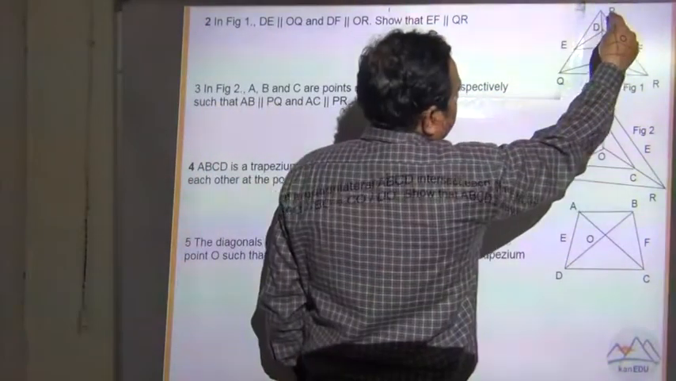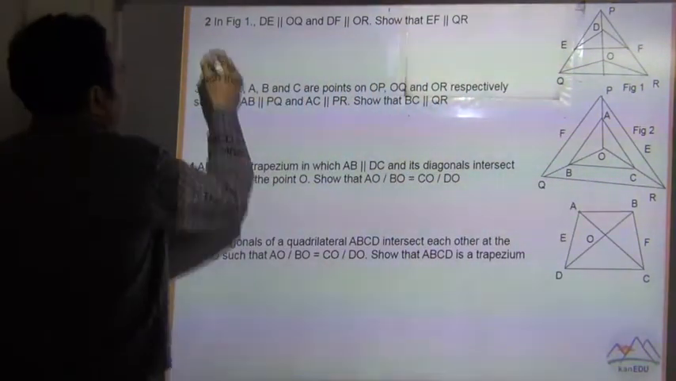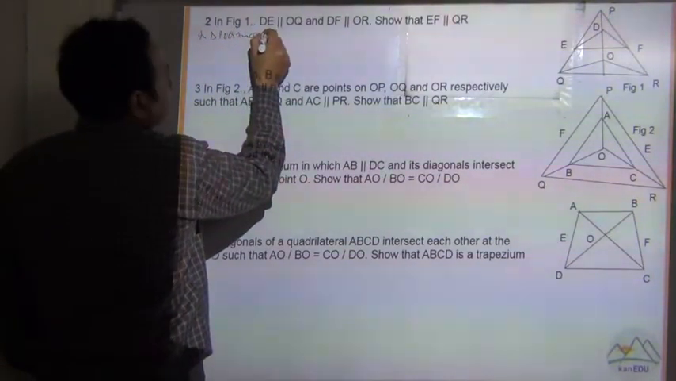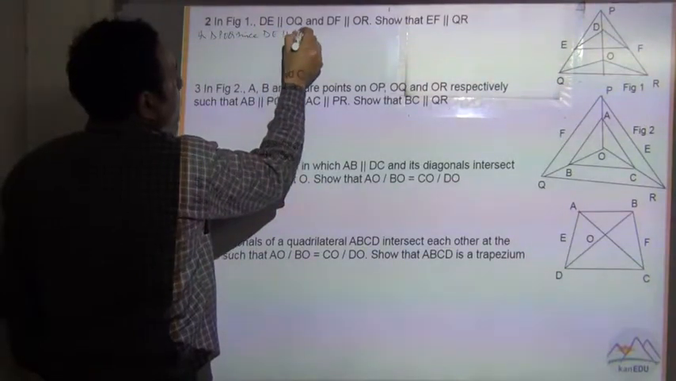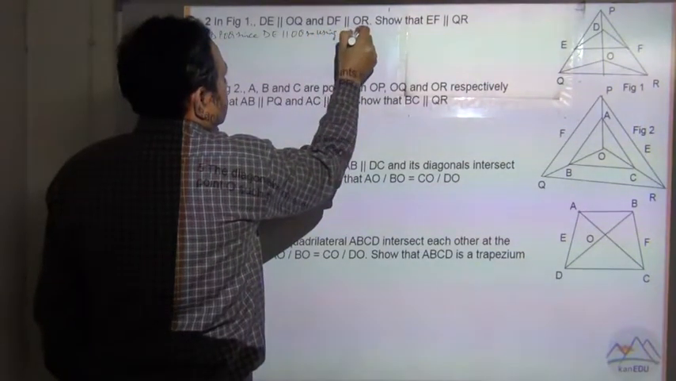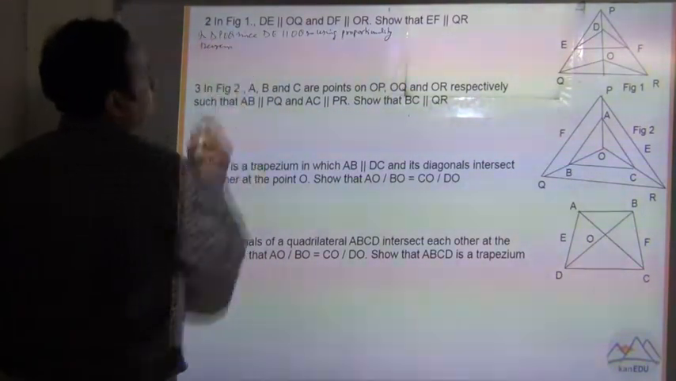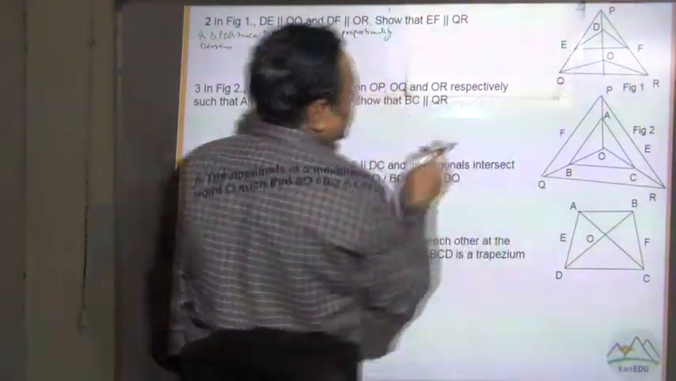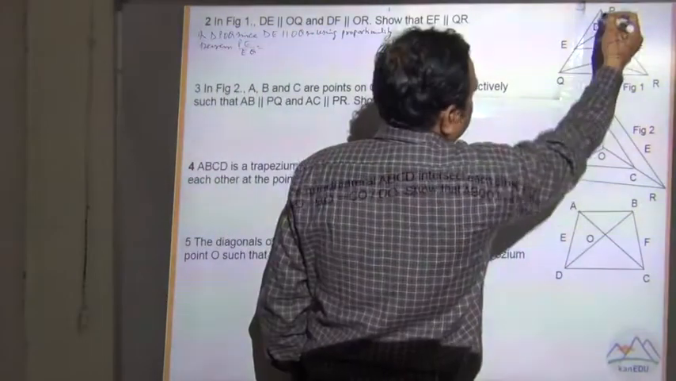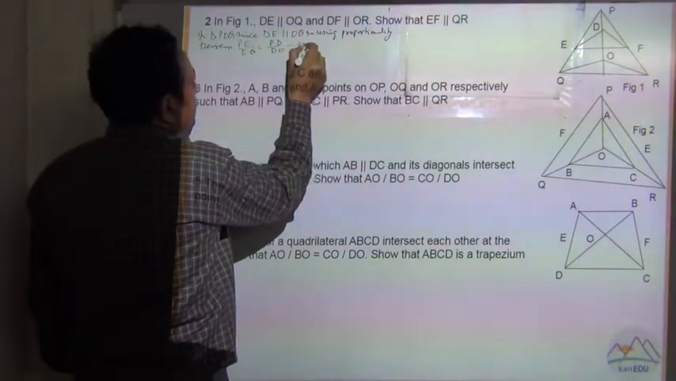So let us consider the triangle POQ. In triangle POQ, since DE is parallel to OQ, using the proportionality theorem, PE upon EQ is equal to PD upon DO, say equation 1.